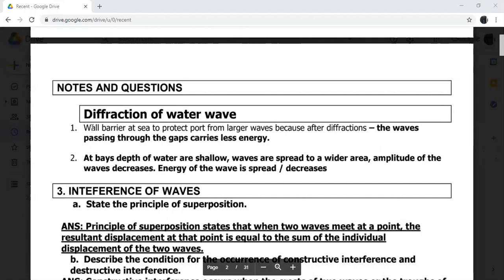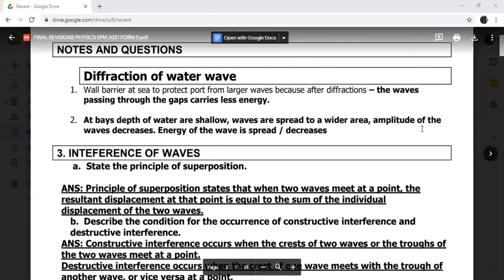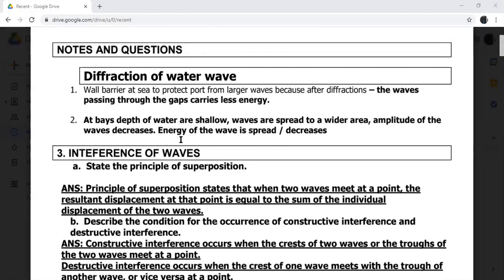Okay, then the normal things. Diffraction of water: movement of water waves after an obstacle or passing through gaps, all right? Then normally this is a common question. At the bay, the depth of water is shallow, water is spread to a wider area, and amplitude decreases. That's the reason why the energy of the wave is spread and decreasing. There's a common question that asks why, as the wave enters a bay area, the energy decreases, or what happens to a wave as it enters a bay area? First, you must understand a bay area is a wider area. The waves are spread to a wider area. Amplitude of the wave decreases. Energy of the wave spread decreases. So it's a calmer wave compared to the deeper area, right?